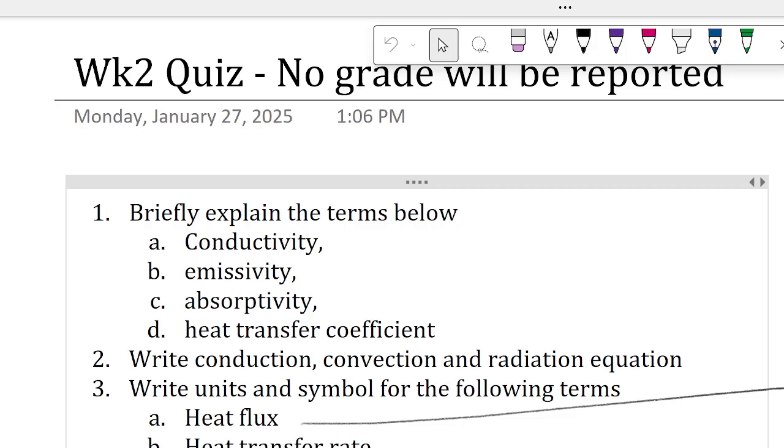Heat transfer coefficient. Anybody remember what the heat transfer coefficient is? Where does it go, like the conduction equation or the convection equation? Convection equation. Oh, we use the term H for that, right? And the unit is watt per meter square Kelvin. Okay, remember those?